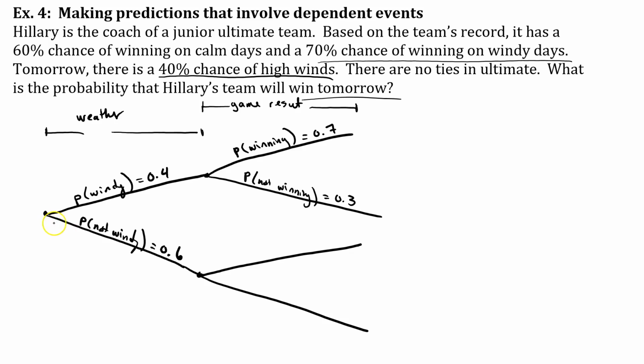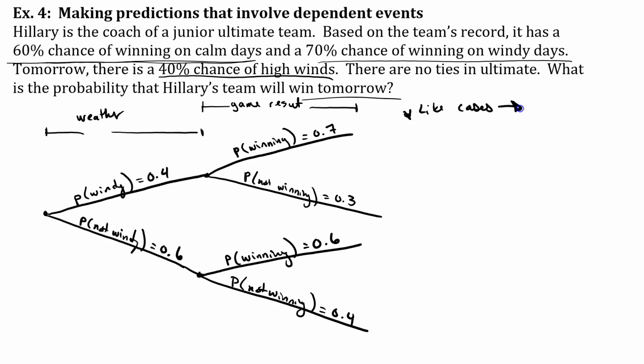So if the day is not windy, it says it has a 60% chance of winning on calm days. So that's not windy. So probability of winning, it's a little less at 60%. Remember, this is just the decimal equivalent of 60%. And the probability of not winning would then be 0.4. So this is like cases. We must add them up.